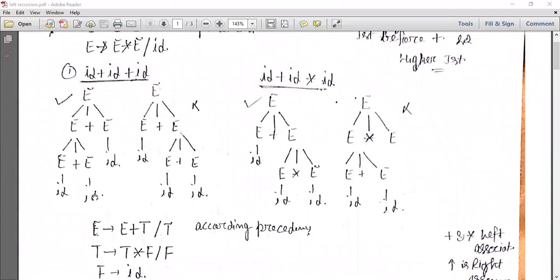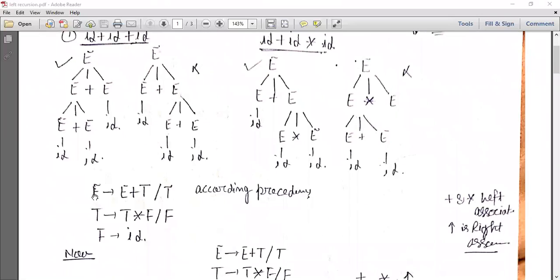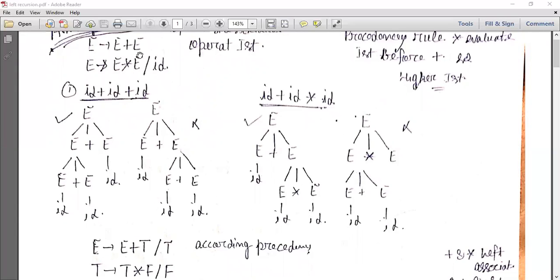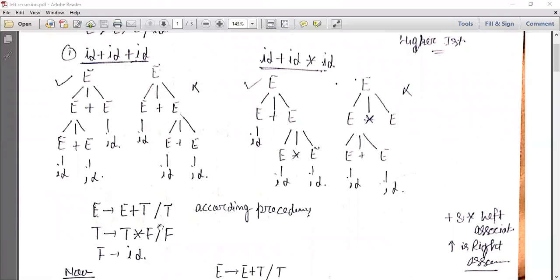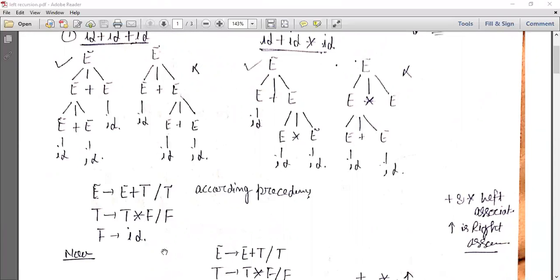In the last lecture, we already discussed how to convert an ambiguous grammar to an unambiguous grammar. So this E is problematic. We convert this E into different non-terminal symbols. So E tends to E plus T or T, T tends to T asterisk F or F, and F tends to id. According to the precedence rule, asterisk has higher precedence in comparison to plus. So whenever we construct a production rule, asterisk is on the lower side of the production rule.